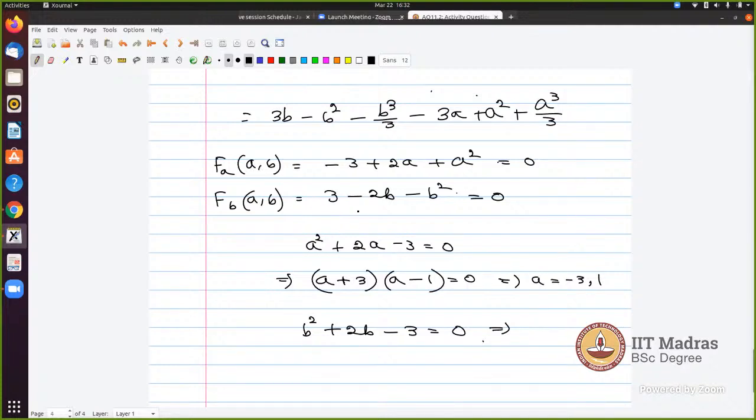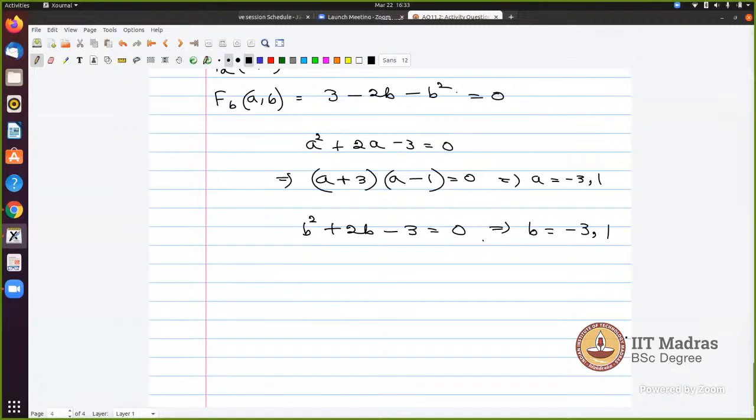Have I written something wrong here? b square is... So it's minus b square minus 2b plus 3. Sorry, I have taken it wrong. So it is the same thing, right? Same equation, minus 3. So b is minus 3 and 1. Correct?